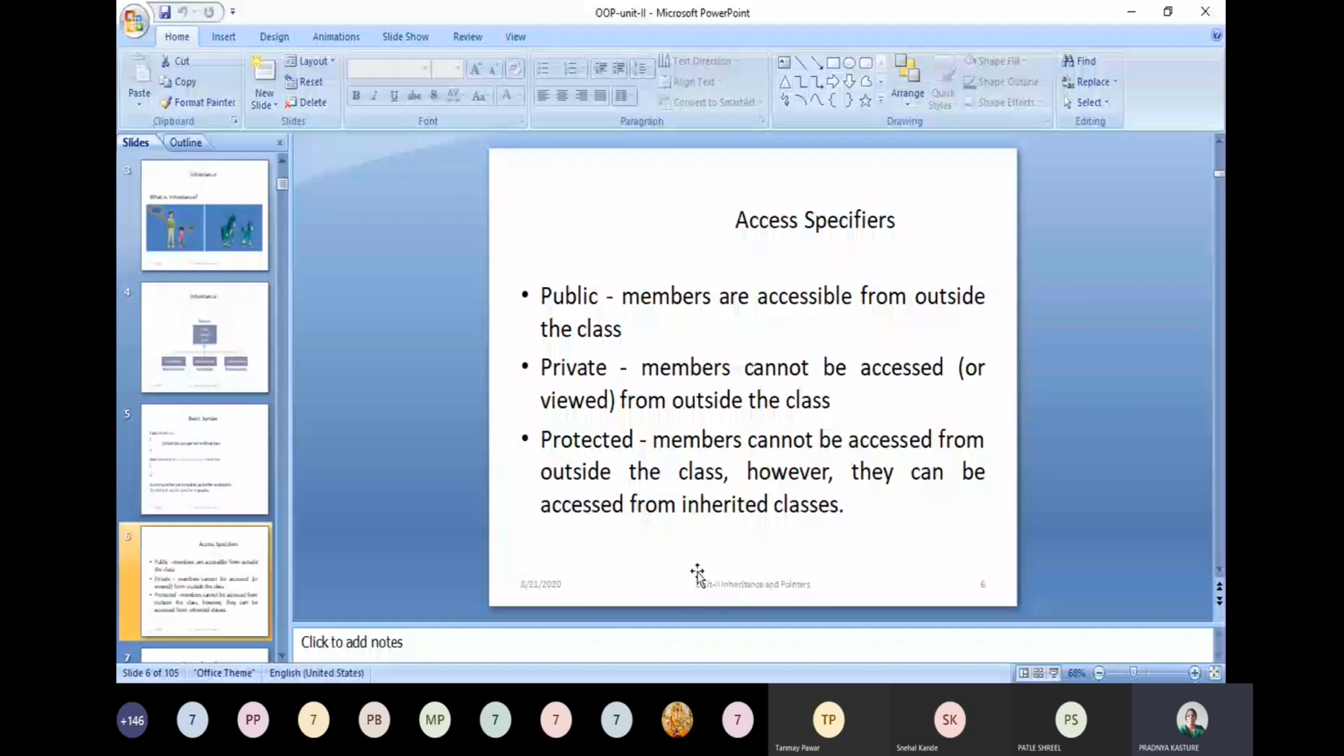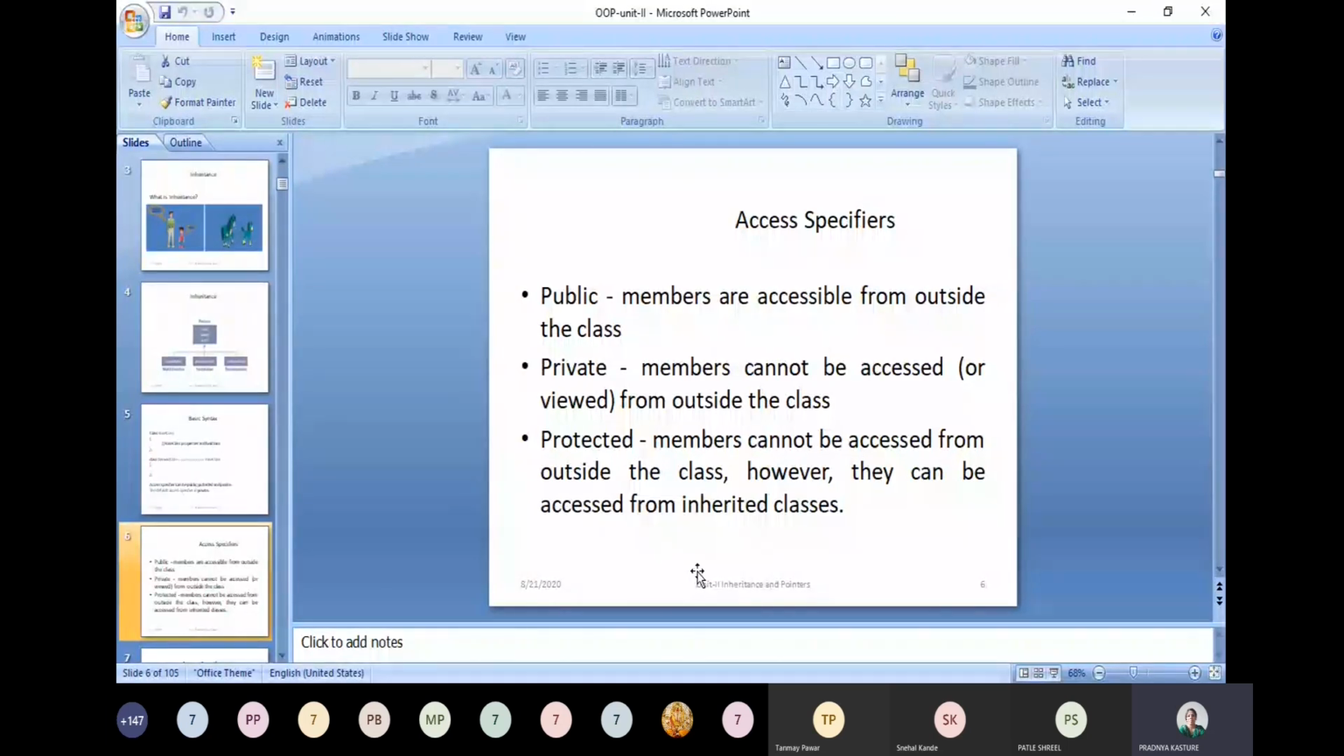The members cannot be accessed from outside the class. That means once you make it private, only that becomes a derived class. Henceforth, it is not accessible to other classes. Then next is a very important one, that is the protected one. Members cannot be accessed from outside the class, but they can be accessed from the inherited class.